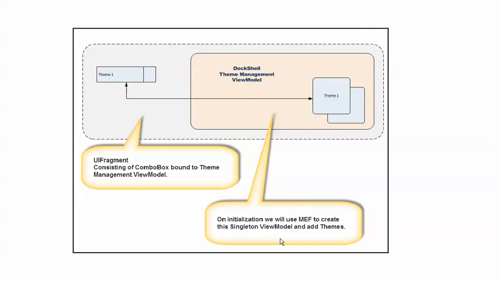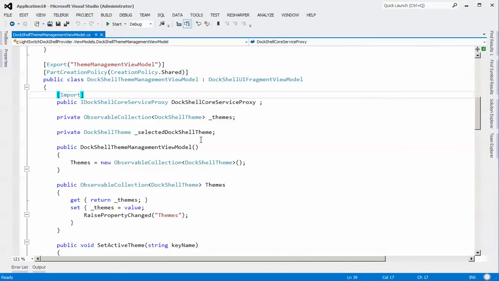On initialization, we're going to ask for an instance of this view model. One of the first things you'll note is that just on the inside of the class we have this MEF import tag, and we are importing the DockShell core service proxy. The DockShell core service proxy, if you're not familiar with some of the other videos, is a bit of a gateway into DockShell. We're going to use that within this theme manager. When applying the themes, we need to not only change the theme, but apply it to all of the controls within our shell.